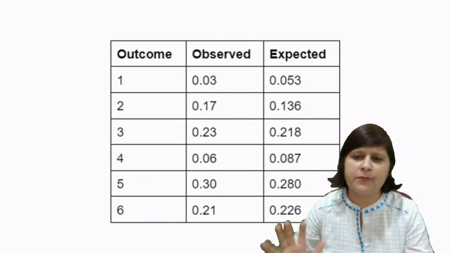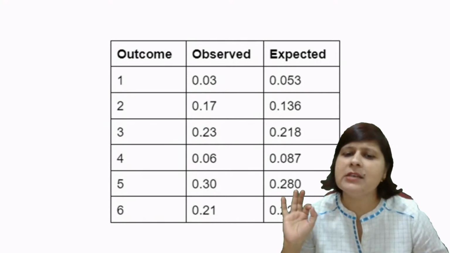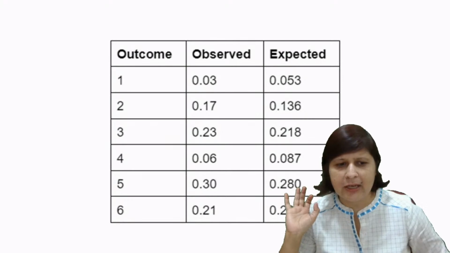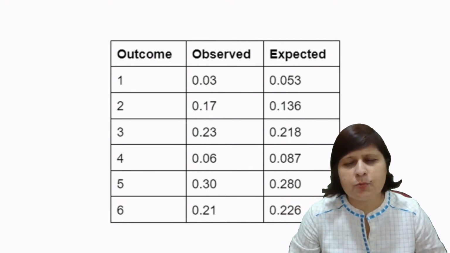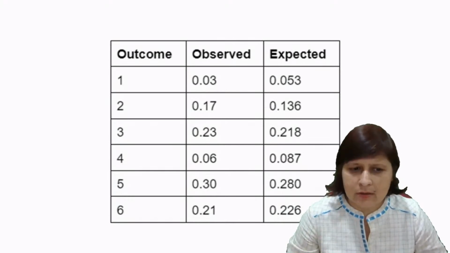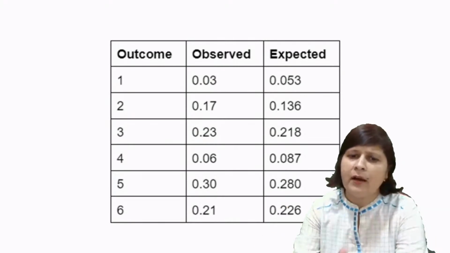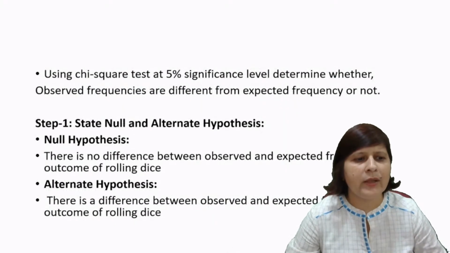I have recorded the observed and the expected value. My observed value for record 1 is 0.03 and what I expected was 0.053. For 2, the observed value is 0.17, expected is 0.136; 0.23 and 0.218 for the third, and so on. It goes on. So I have recorded the observed and the expected values. Now what to do with this?